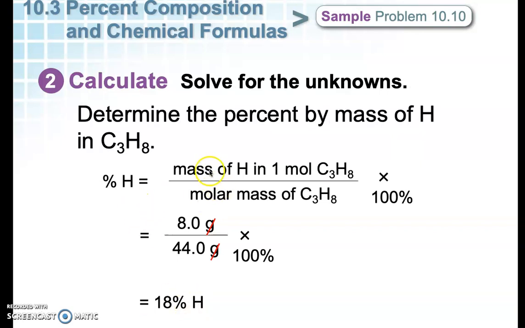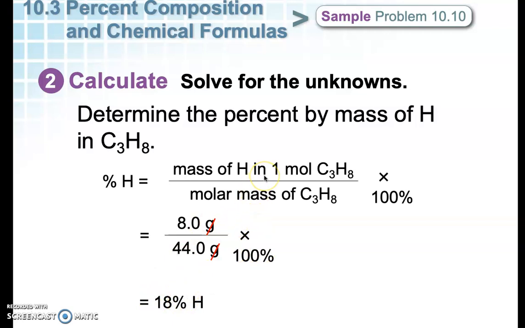Now for hydrogen, the mass of hydrogen in 1 mole of C3H8, there's 8 hydrogens, okay? So there's 8 grams divided by 44, times 100, and we get 18%.